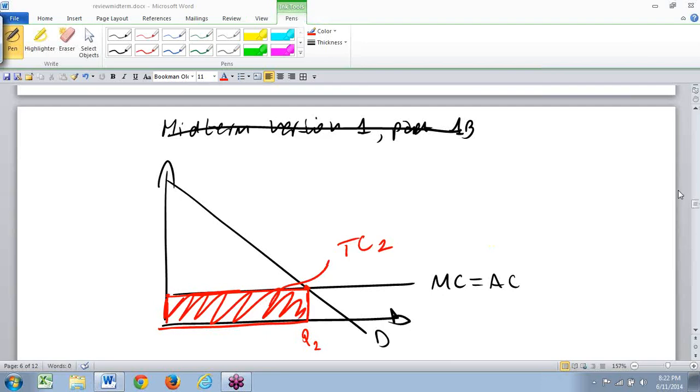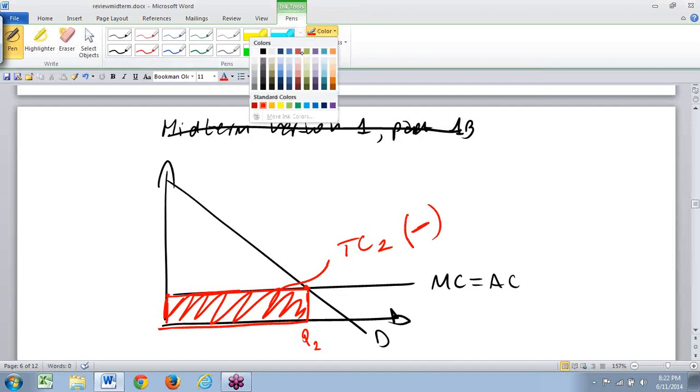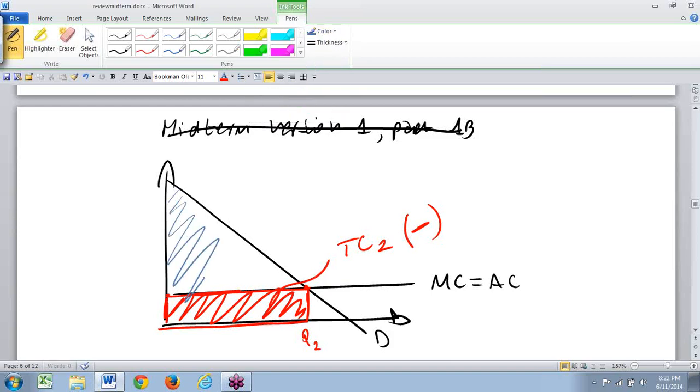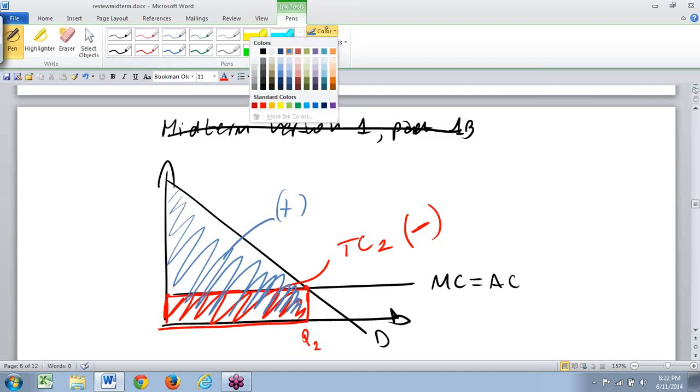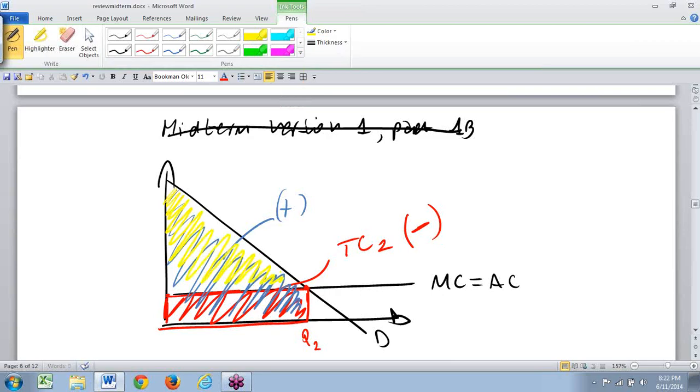So this is a minus, right? Because it's a cost, it enters the profit with a minus. And the total revenues instead are this big area, right? And this is a plus. So what are the profits? The profits are total revenues minus total cost. So my profits are this triangle. Okay? Are you with me?